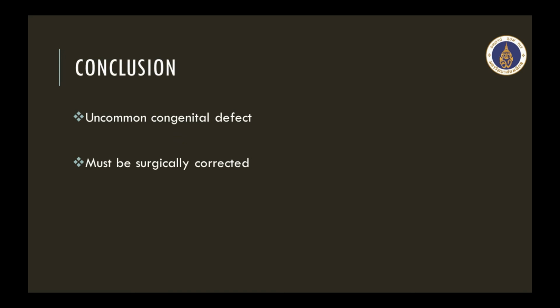In conclusion, the patent urachus is an uncommon congenital defect in calves that is characterized by urine excretion via the urachus. This problem should be surgically corrected as soon as possible after you find the lesion, or otherwise this enhances the risk of ascending infection leading to urachitis, omphalophlebitis, bacteremia, and eventually sepsis.